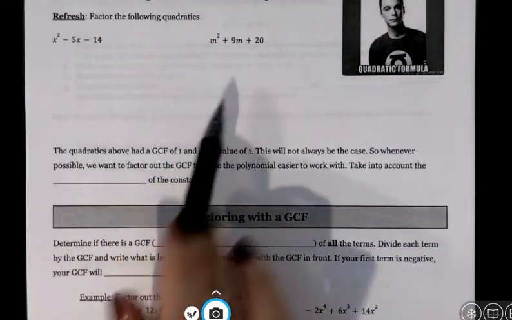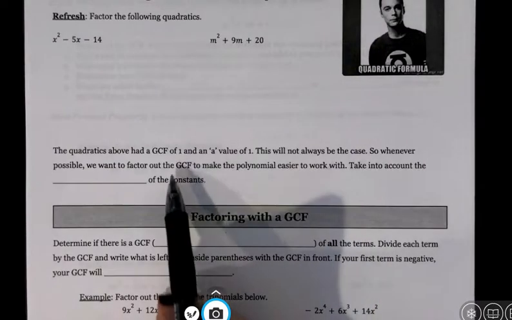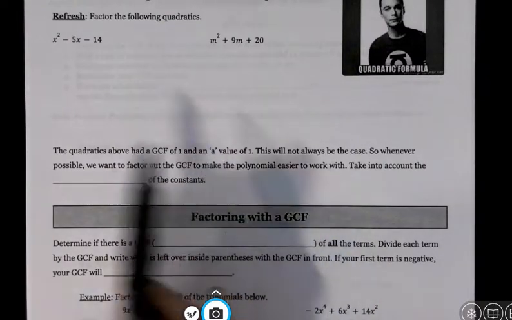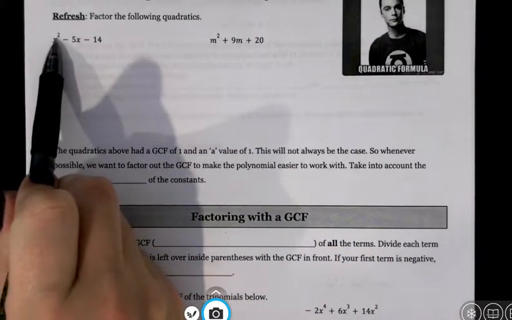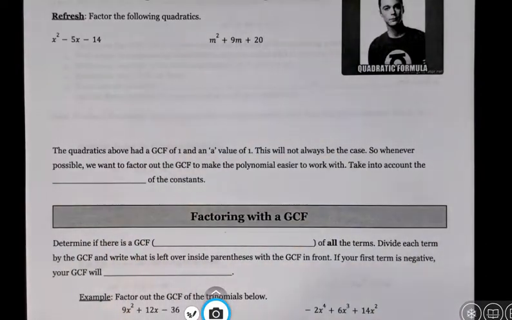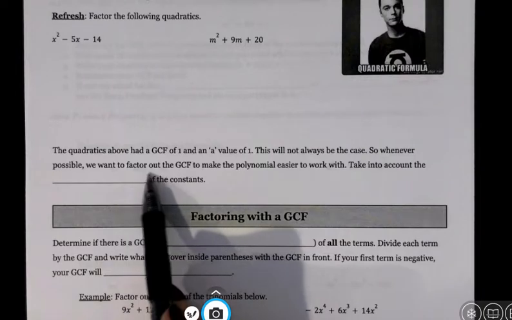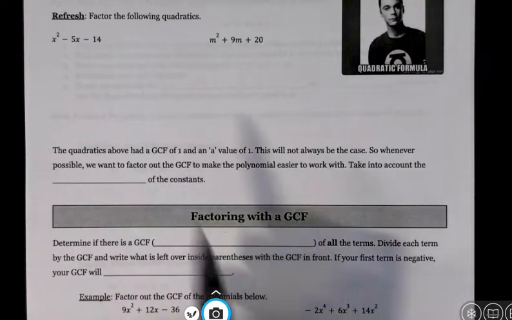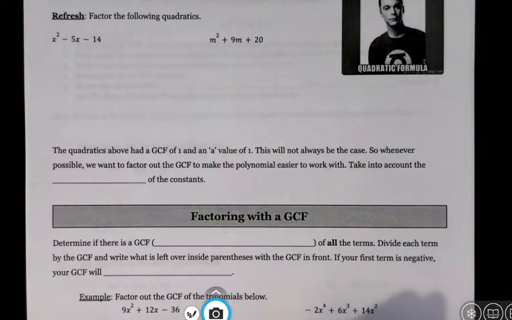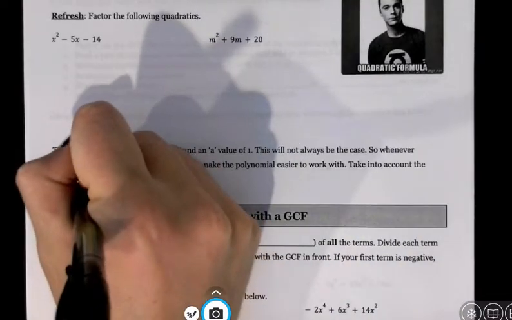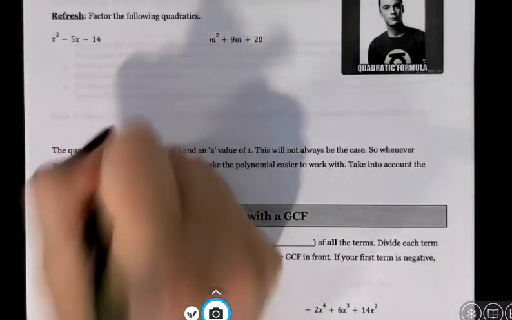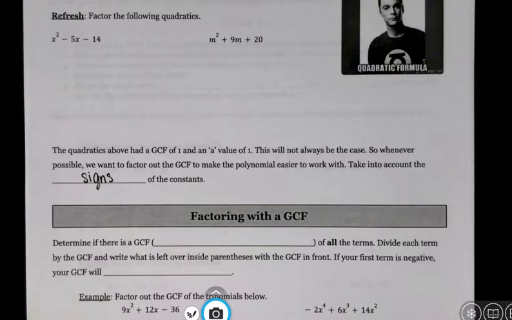So for the two up here, our GCF was 1 and our A value is 1. Our A is the number in front of our squared term, so there's a 1 there. That makes it easier to factor. Sometimes, though, your A is not 1, and we might have a GCF, and we want to be able to factor out our GCF to make our polynomial easier to work with. We also want to take into account the signs of our constants.